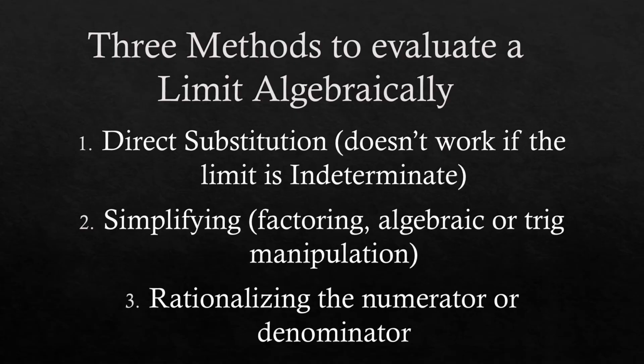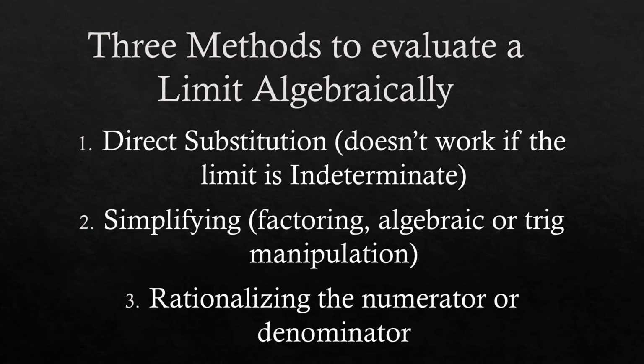And we saw that when we were evaluating piecewise functions. If direct substitution doesn't work, and it doesn't work when the limit is indeterminate, so if you get 0 over 0 or infinity over infinity, in calculus we call that indeterminate. And so if you try direct substitution and you get 0 over 0 or infinity over infinity, you're going to have to use a different method.